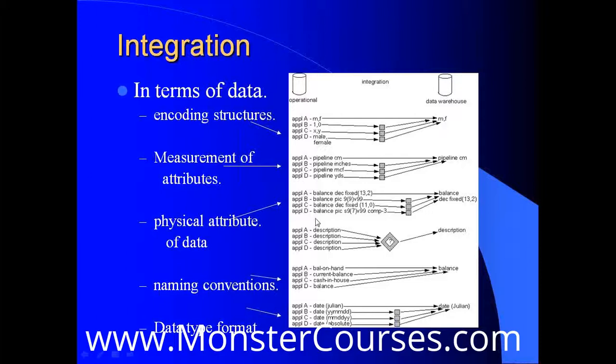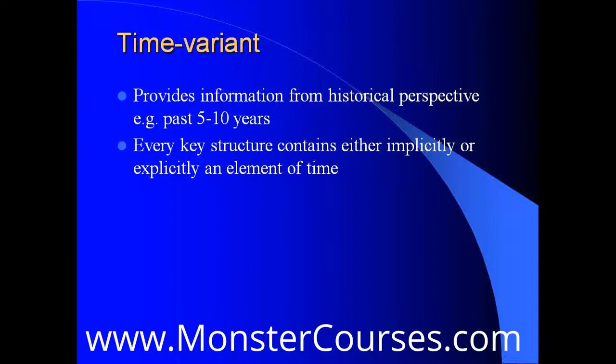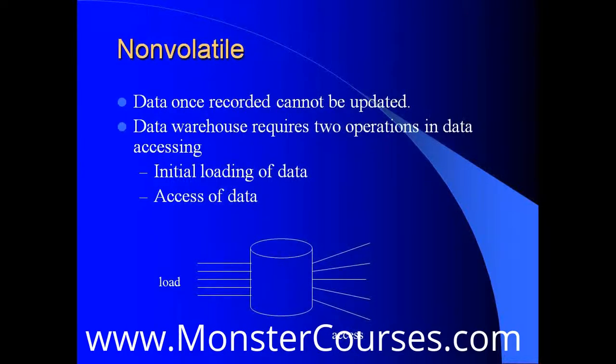So we don't need to worry about all this stuff, how to convert it or how to cleanse the data. And then time variant: it provides information from a historical perspective, for example the past 5 to 10 years. Every key structure contains either implicitly or explicitly an element of time. So for every period of time they want to load the data, or see the historical data. That's why it's called time variant. That's one of the functionalities of a data warehouse.